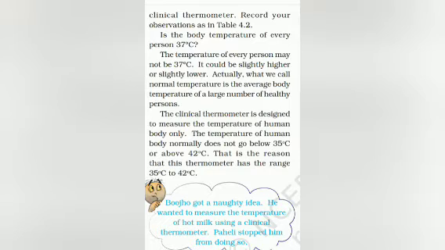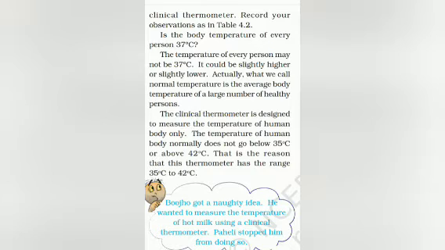The clinical thermometer is designed to measure the temperature of the human body only. हर एक जो एनिमल्स की बॉडी का टेम्परेचर अलग अलग हो सकता है एवरेज. सो इट इज़ एक्चुअली prepared for measuring especially human body temperature.